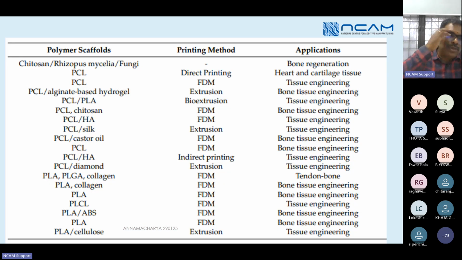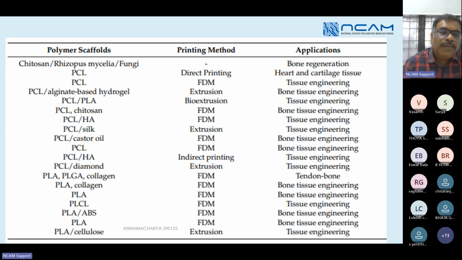And just to summarize the polymer scaffold which is being used, and what is the printing method and what are the applications, this is a listed technique being used. If you see the polymer scaffold, chitosan or rhino, I'm very poor in the spelling of these things, fungi, and then bone regeneration, which we use for that particular thing. Any of the methods can be used.